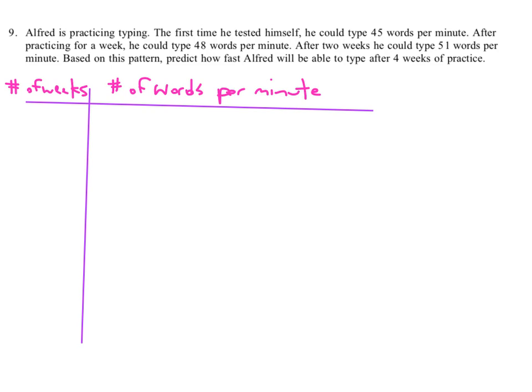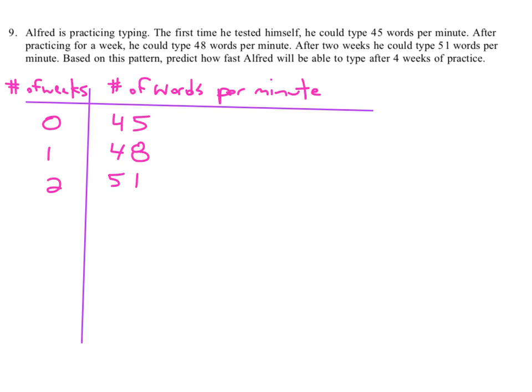Now, the first week when he tested himself, he hadn't practiced yet. So we call that 0 weeks. At 0 weeks, he could type 45. At 1 week, he could type 48, an increase of 3. After 2 weeks, he could type 51, another increase of 3. It appears as though we're increasing by 3 each time.